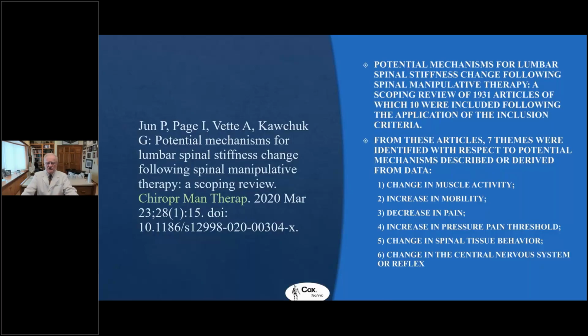In Chiropractic Manual Therapy, it says that from these articles, the themes identified with respect to the potential mechanisms of how this work benefits our patient. Number one, there's a change in muscle activity. Two, increased mobility. Three, decreased pain. Four, increased pressure pain threshold, that is, you can tolerate more PPT. Five, a change in spinal tissue behavior. And then lastly, a change in the central nervous system or reflex changes.